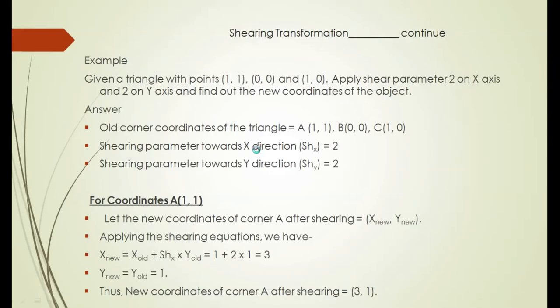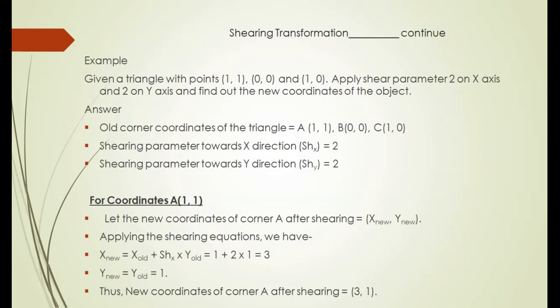Example of shearing transformation: given a triangle with points A, B and C, where A coordinate is (1, 1), B is (0, 0) and C is (1, 0). Apply shear parameter 2 on the x-axis and 2 on the y-axis and find the new coordinates of the object.